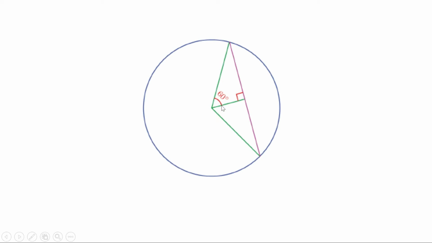This angle is 60 degree. Since this is the perpendicular, this angle is 90 degree. Now what is this angle? That will be 30 degree. This is the radius of the circle. Let us take it as r. This is a triangle with angles 30 degree, 60 degree, 90 degree.